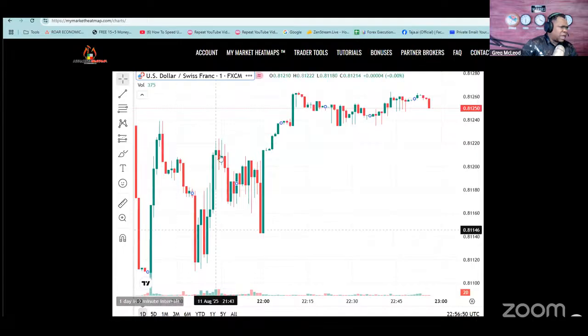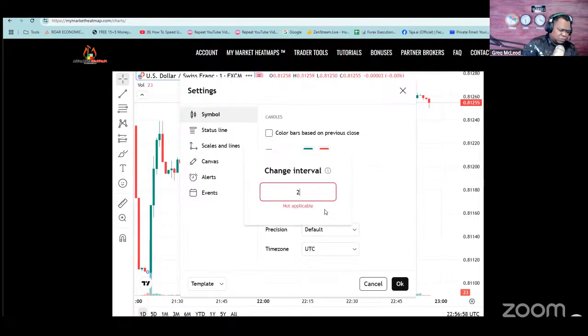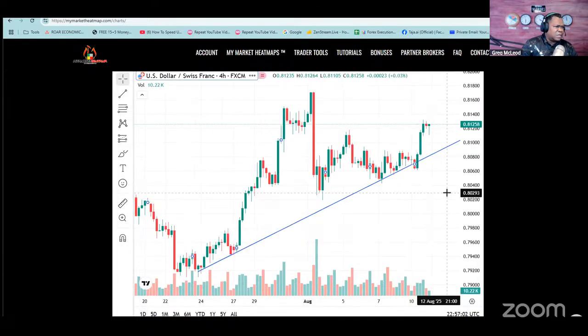Daily. Okay. We go to one. We can go to 240. Okay. There we go. So here's our 240-minute chart. We can see that we have an uptrend, higher highs and higher lows, right? So this is something I might look at buying, right?